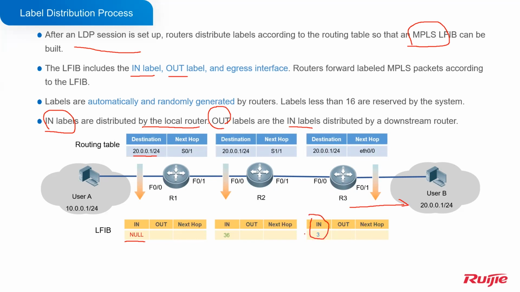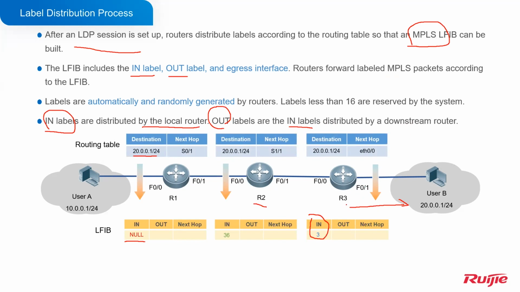This has a special meaning. And the other routers, like Route 2, or maybe between them we have Route 4 or Route 5, will generate the in label automatically. For example, now Route 2 uses 36 as the in label for this segment. Then in the forwarding table, how do we get the out label? The out label is the in label distributed by the downstream router.